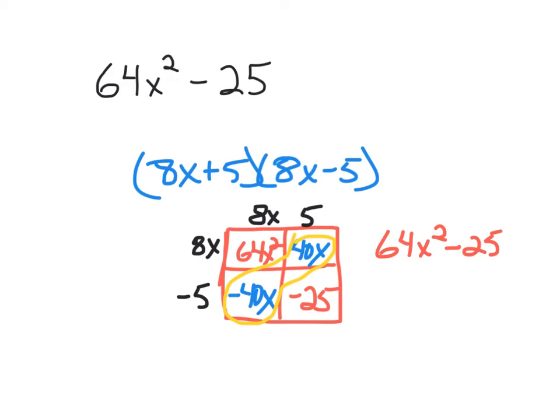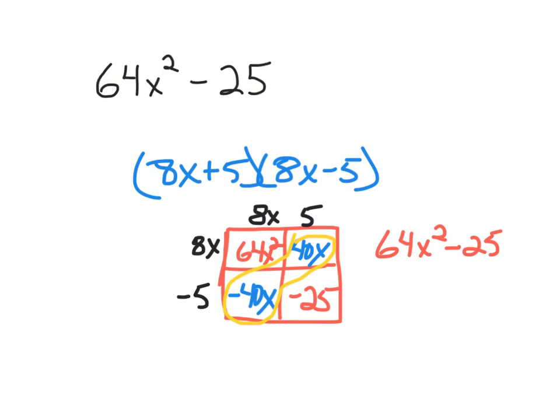So again, I was just doing this to check your work, but this is called the difference of two squares. If you can determine that this is a perfect square, because the square root of 64 is 8, and the square root of x squared is x, so 8x, and then the square root of 25 is 5, so it's just 8x plus 5, 8x minus 5.